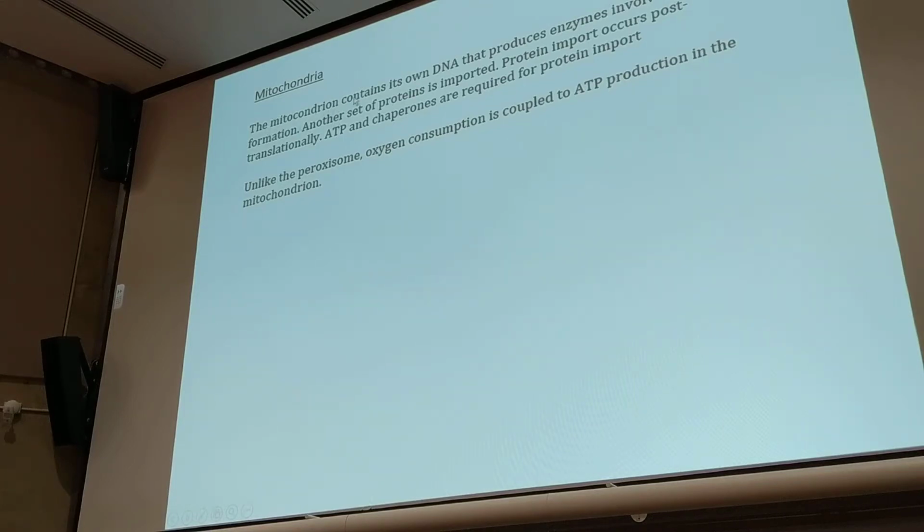So the mitochondrion contains its own DNA that produces enzymes involved in ATP formation. Most of the proteins, or another set of proteins, is imported. Protein import occurs post-translationally. So first the protein is translated, and then it is imported into the mitochondria. It's different from the co-translational import, which happens when the protein is being made and translocates into the ER. ATP, or energy, and chaperones are required for protein import into the mitochondria.